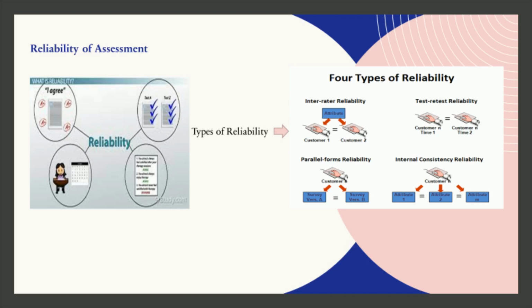Parallel forms reliability is a measure of reliability obtained by administering different versions of an assessment tool to the same group of individuals. Both versions must contain items that probe the same construct, skill, knowledge base, etc.